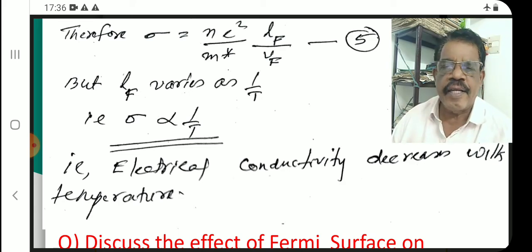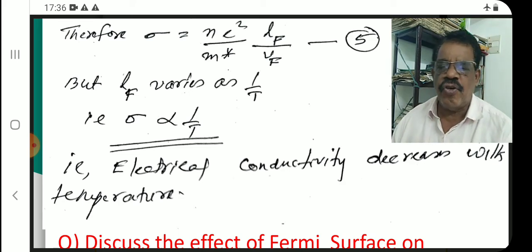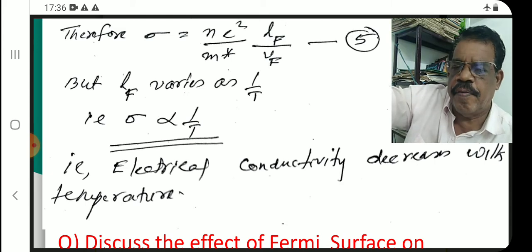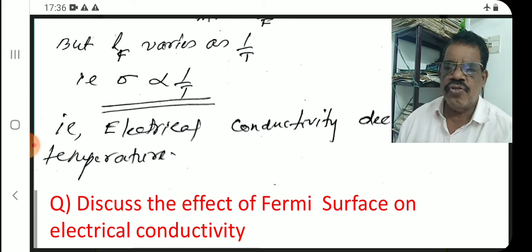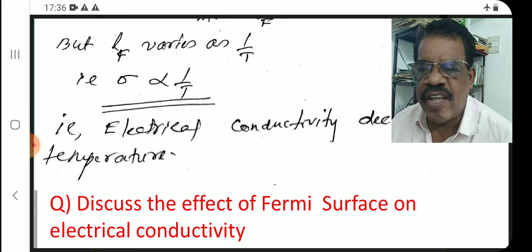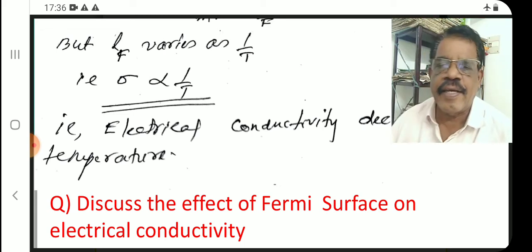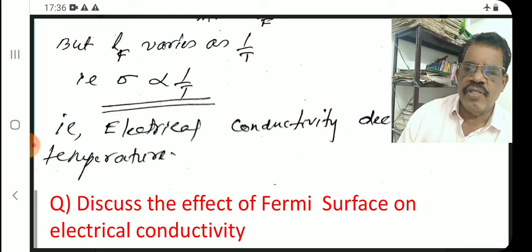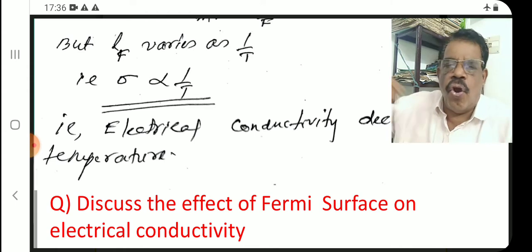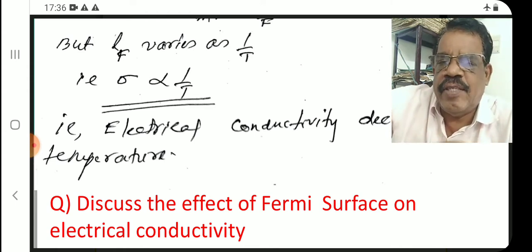That is, electrical conductivity decreases with the increase of temperature. That is a result. And the question may be like this: discuss the effect of Fermi surface on electrical conductivity. That is the question.